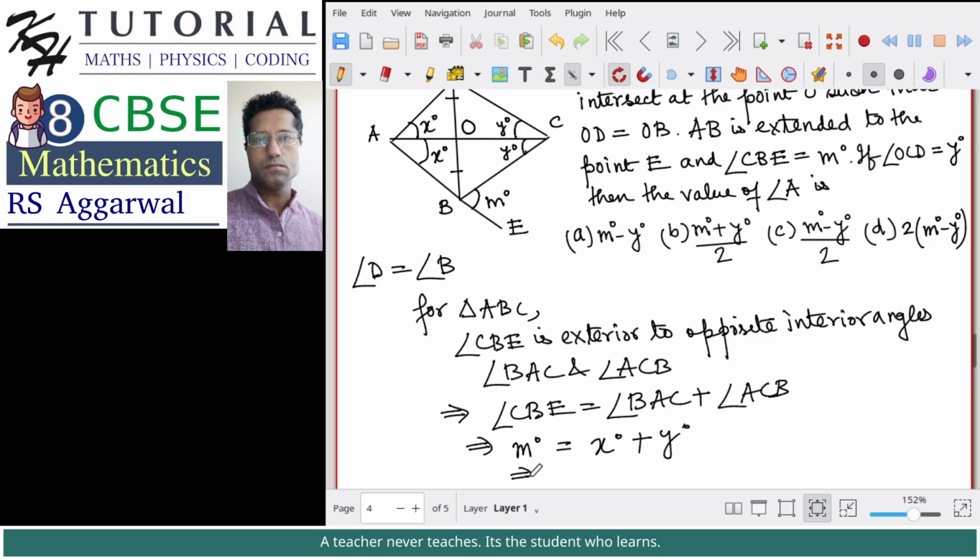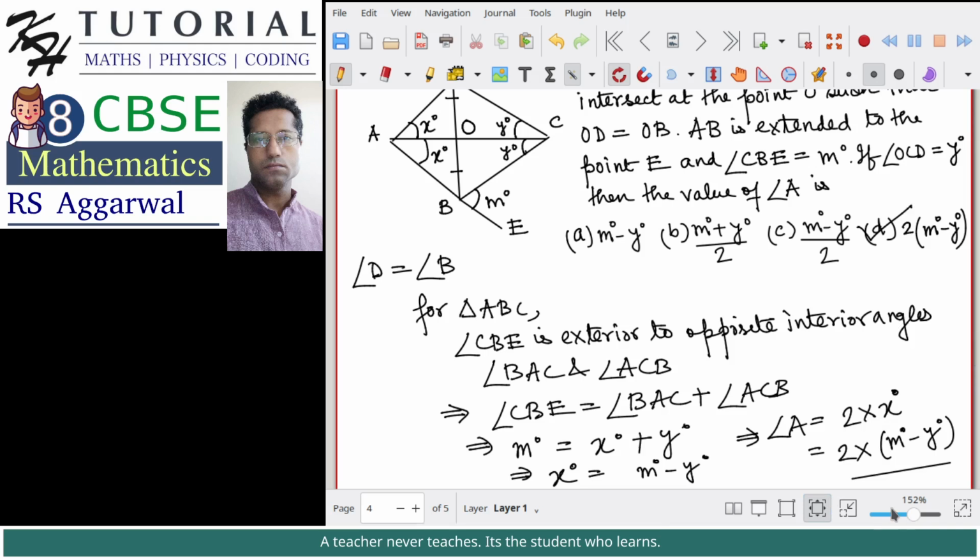So from here we can say the unknown is X. So we have X degrees equal to M degrees minus Y degrees. Now angle A will be equal to twice X degrees, because angle A has been bisected by the diagonal AC. So X degrees is M degrees minus Y degrees, and the value of A is twice of M degrees minus Y degrees. So the correct choice is D. This is the correct choice.